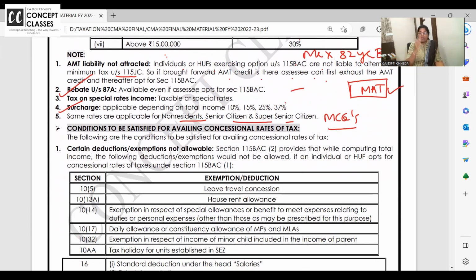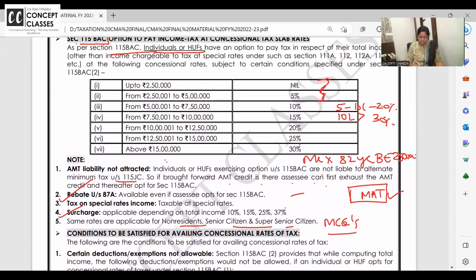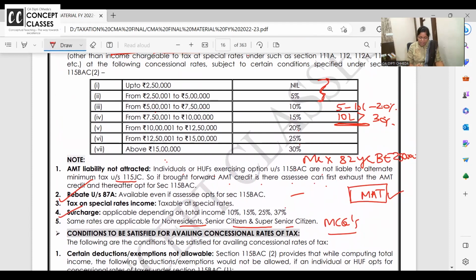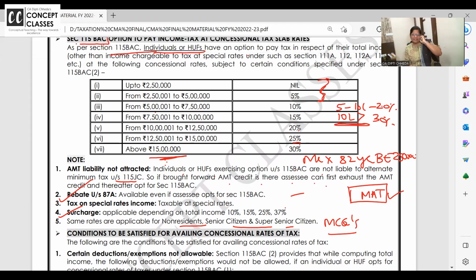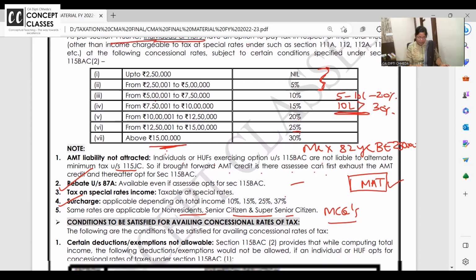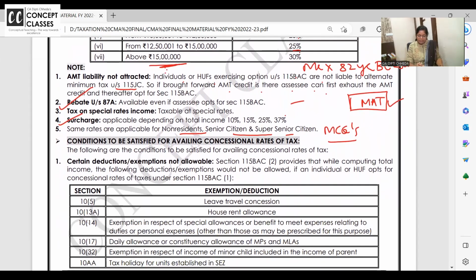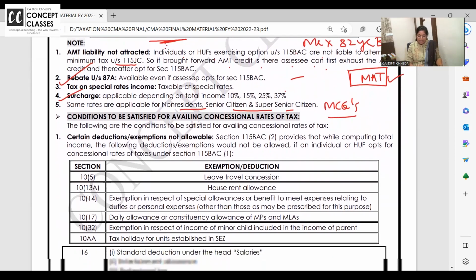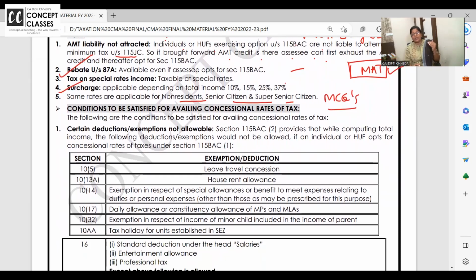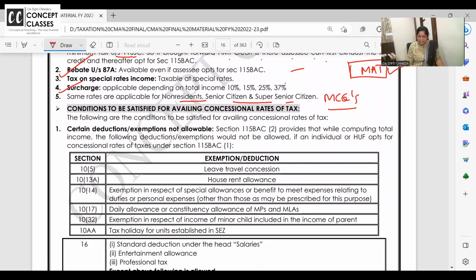Now, when you are paying tax as per new regime, instead of 10 lakhs, up to 15 lakhs, it is only 25% tax. Above 15 lakhs, it is 30%. Theek hai? Right. So above 15 lakhs, if it is 30%, then definitely you are paying tax at lower rate. So some deductions or some exemptions which are allowed in old tax regime are not allowed in the new tax regime. What are they?